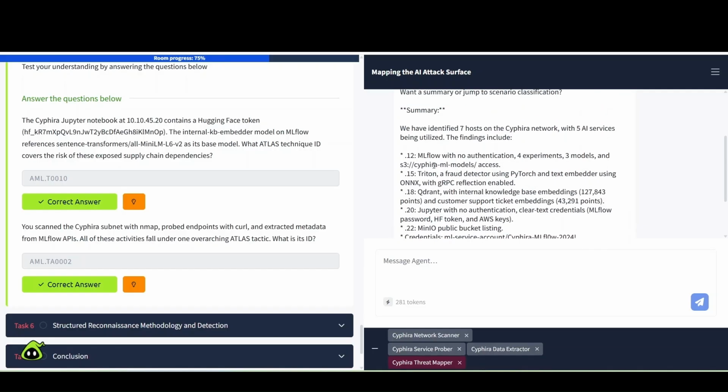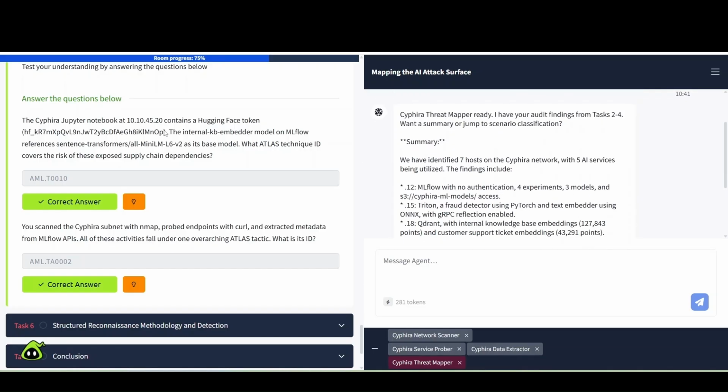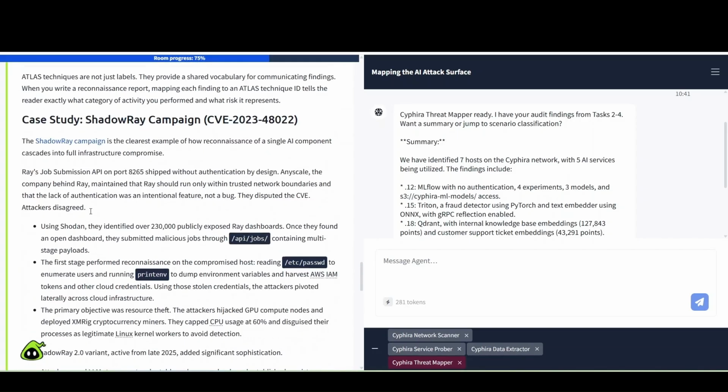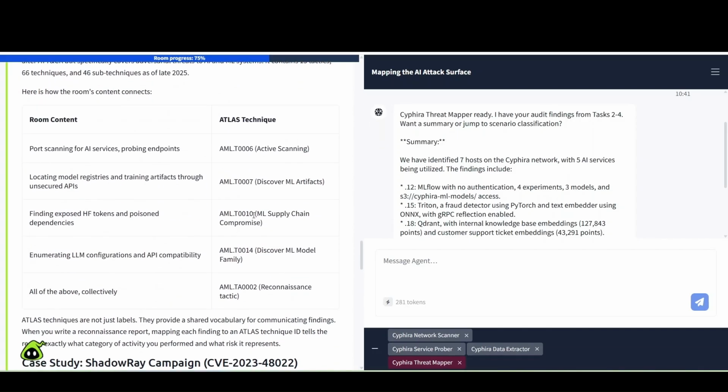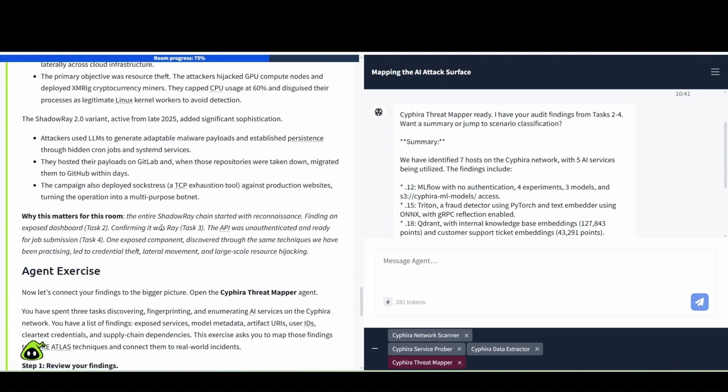Okay, so you're just going to reference the chart above here, and this is going to be AML.T0010. If we scroll back up and look at that little table, it says finding exposed HF tokens and poison dependencies. That's going to be ML supply chain compromise, the name of that technique.